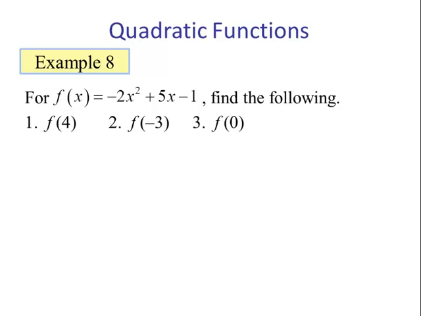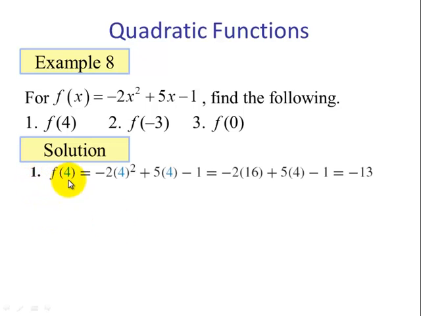Example 8. For f of x equals negative 2x squared plus 5x minus 1, find the following. Number 1, f of 4. Number 2, f of negative 3. And number 3, f of 0. Solution: f of 4 simply means we take this polynomial expression and everywhere we see an x, we substitute 4.